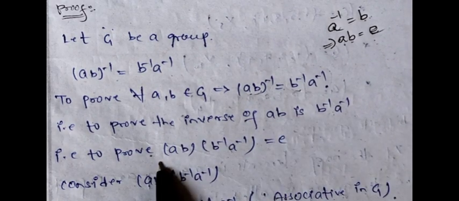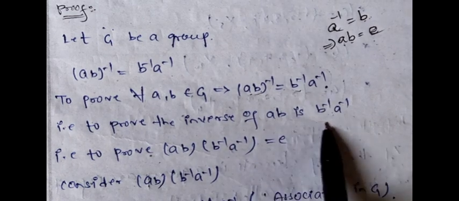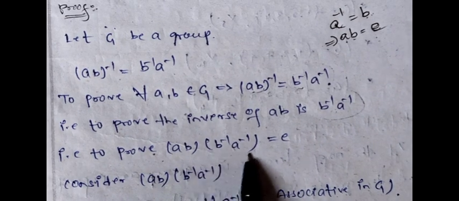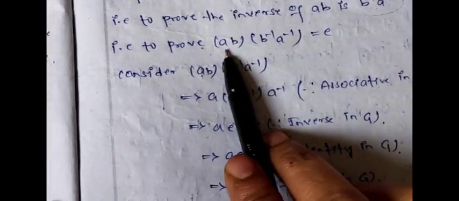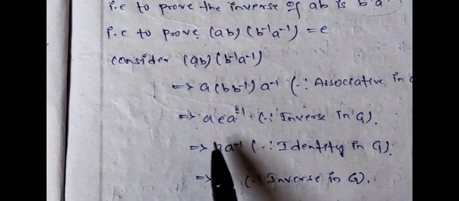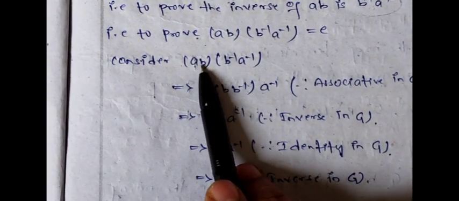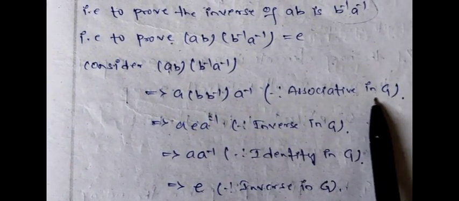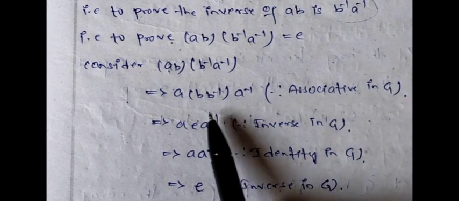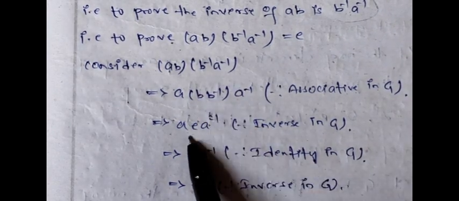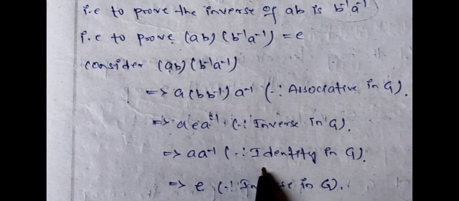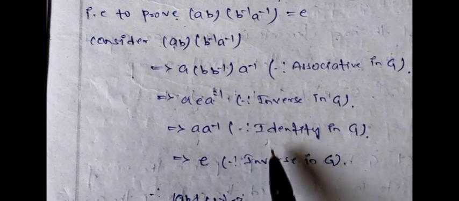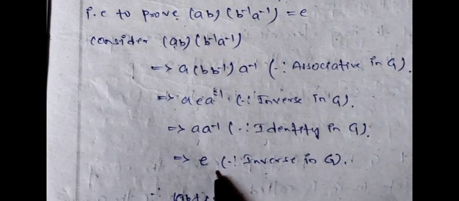So in notation, we can represent AB into B inverse A inverse equals the identity element. This we need to prove. For that, consider this value and we need to prove it equals E. By the associative property we can write A into B into B inverse into A inverse, by the associative property in G, because in the question it is given that G is a group. Similarly, by the inverse property, B into B inverse is nothing but E. Again by the identity property, A into E equals A. Again A into A inverse, by the inverse property, equals E.